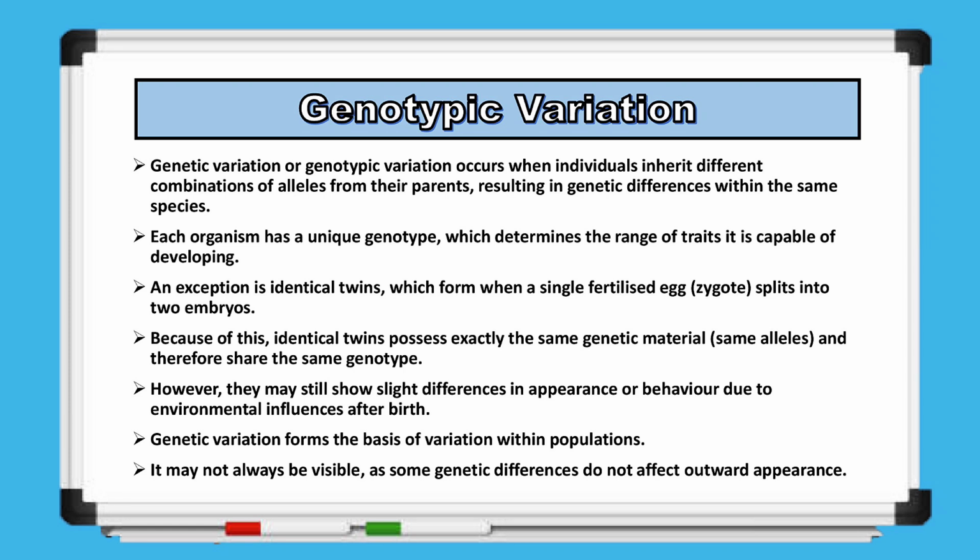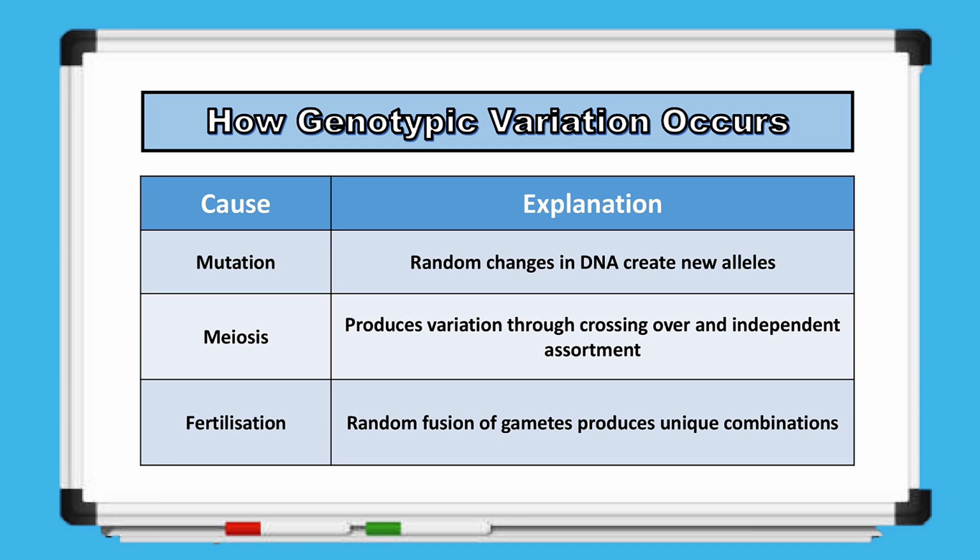Genetic variation is very important because it forms the basis of differences within a population. It is also important to understand that genetic variation is not always visible, as some genetic differences do not affect how an organism looks on the outside. There are three main causes that explain how genetic differences arise among individuals.